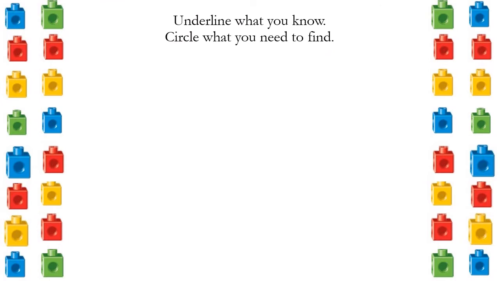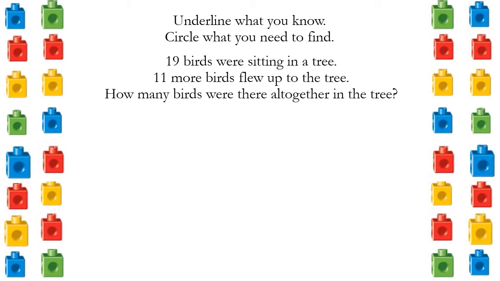Underline what you know, circle what you need to find. Every time you see a word problem, underline what you know, circle what you need to find. Here's what I mean. 19 birds were sitting in a tree. 11 more birds flew up to the tree. How many birds were there altogether in the tree?